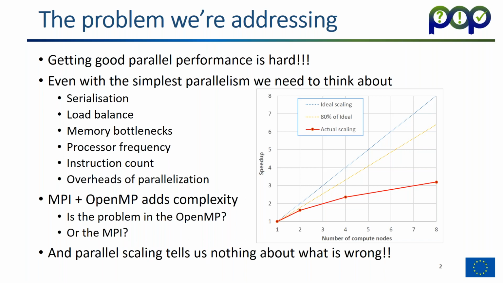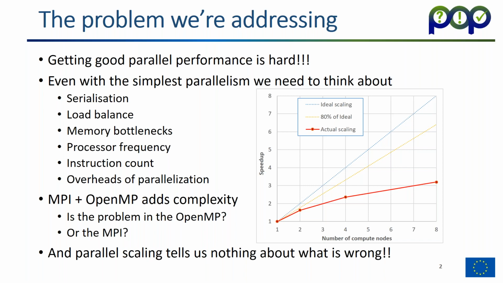You then just need to start wondering whether the problem that you have with your code is inside the MPI or the OpenMP. And I'm sure, like me, you've plotted parallel scaling plots to try and work out what's going on when you've written your parallel software. I've got an example here on this slide. These are useful in the sense that they tell us if there's something wrong with the parallel scaling, but they don't actually give us any insight into what's wrong.